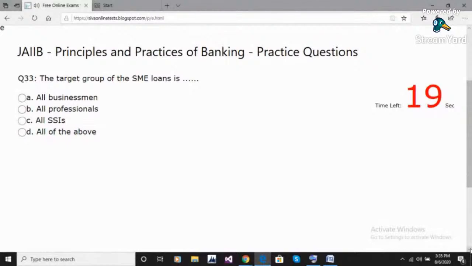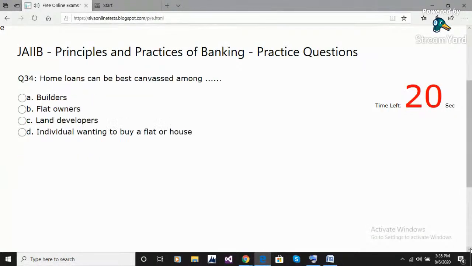Question 33. The target group of the SME loans is. Option A. All businessmen. Option B. All professionals. Option C. All SSIs. Option D. All of the above. Answer C. All SSIs.